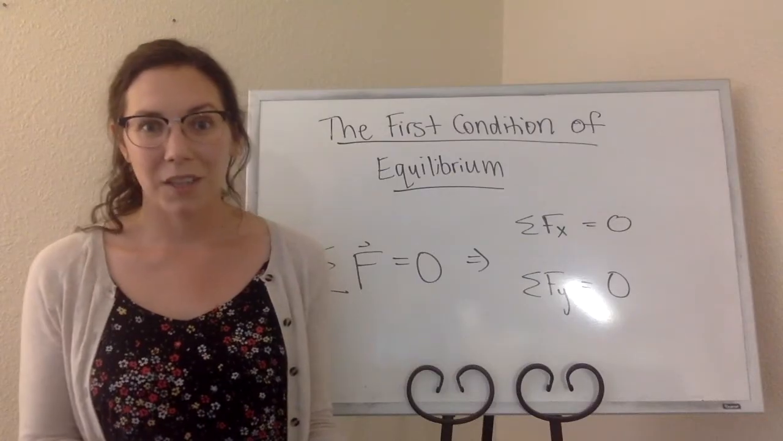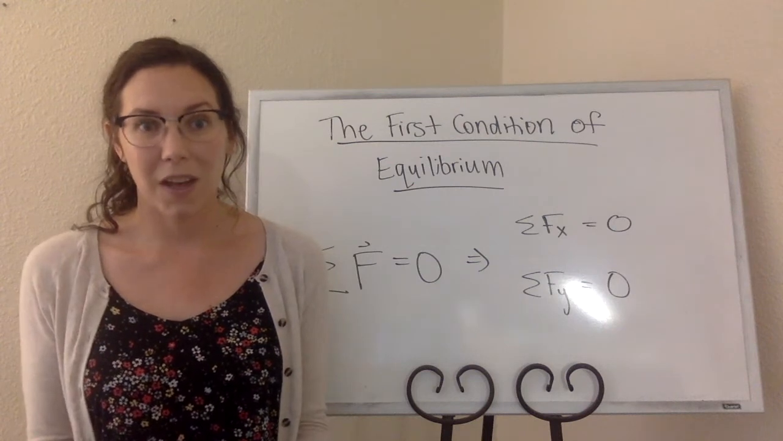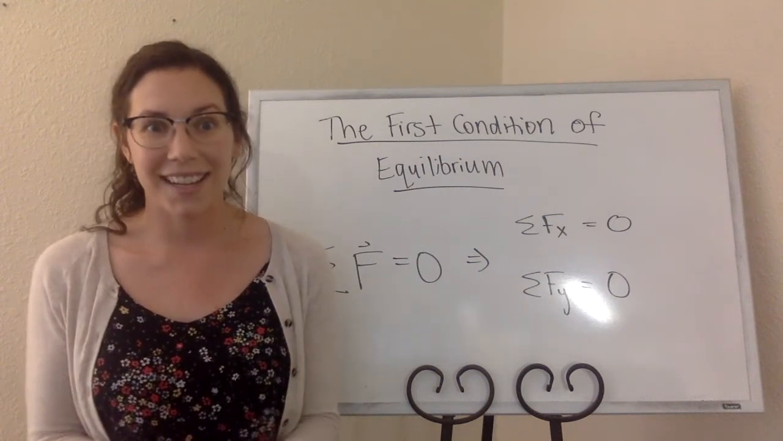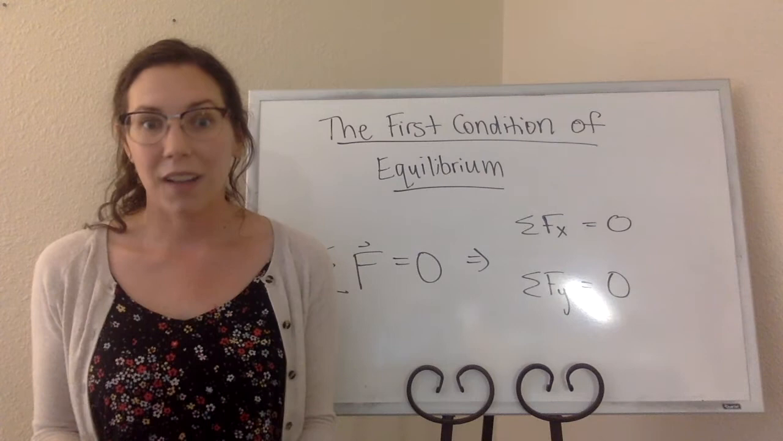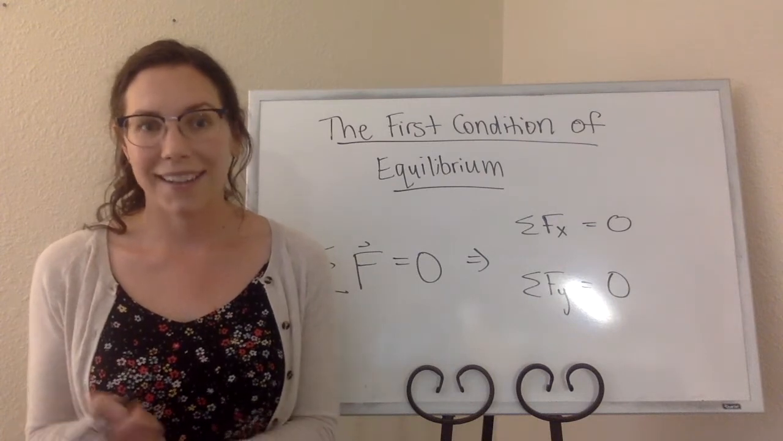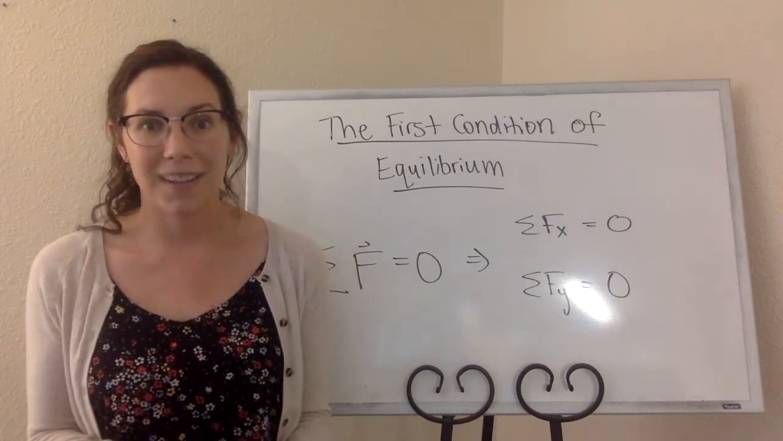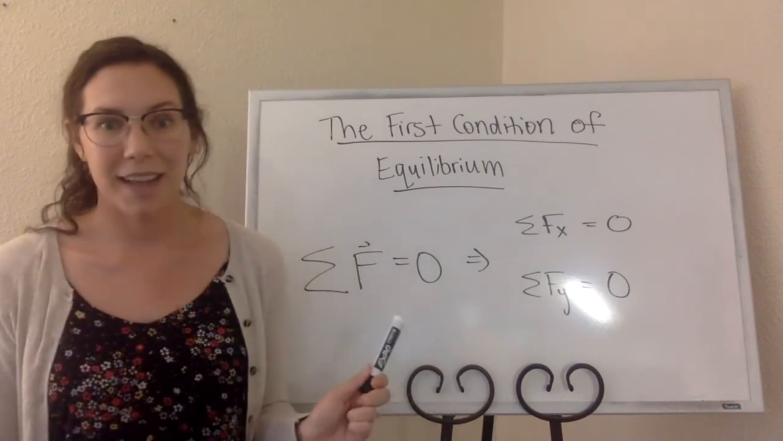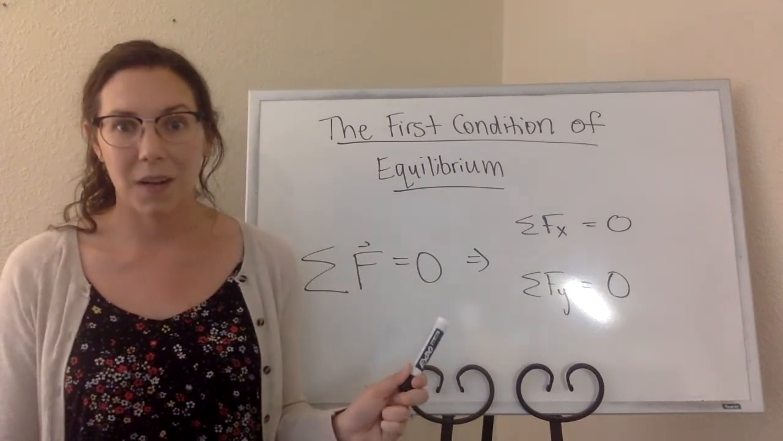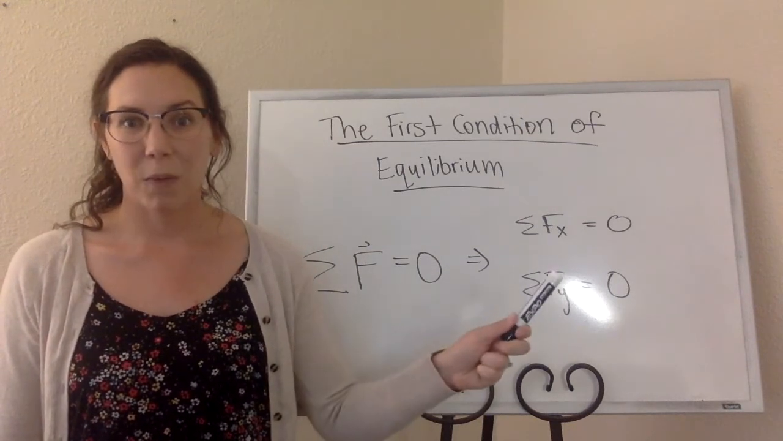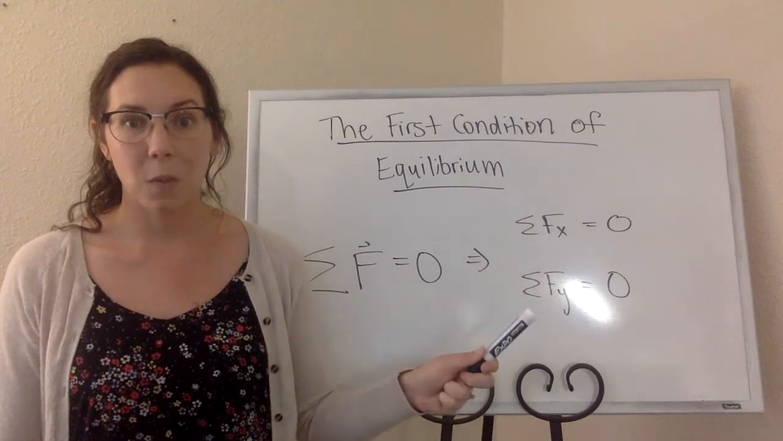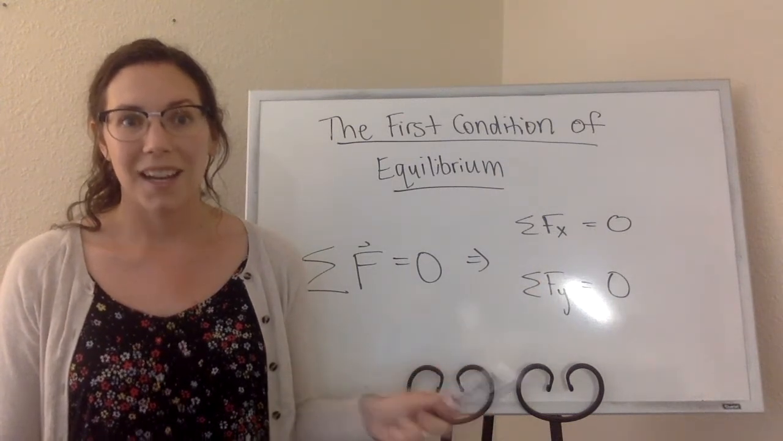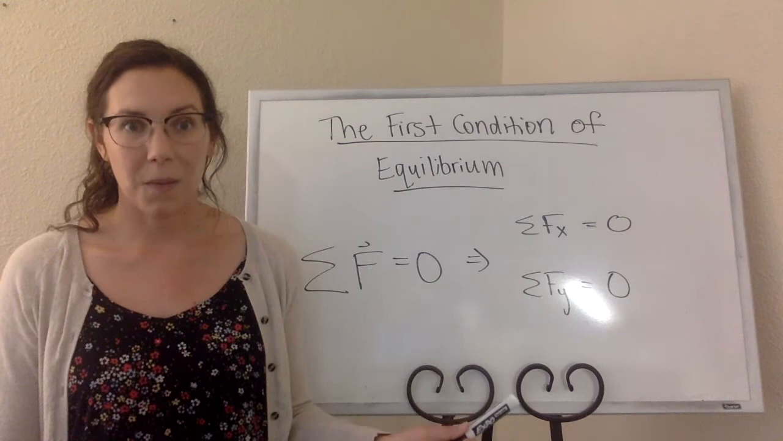The first condition of equilibrium is Newton's first law. It says for an object that is not accelerating, not linearly accelerating, so it's either at rest or moving at a constant velocity, then the net force acting on the object is equal to zero. This means that the net force in both of the x and the y directions acting on the object must also be equal to zero.